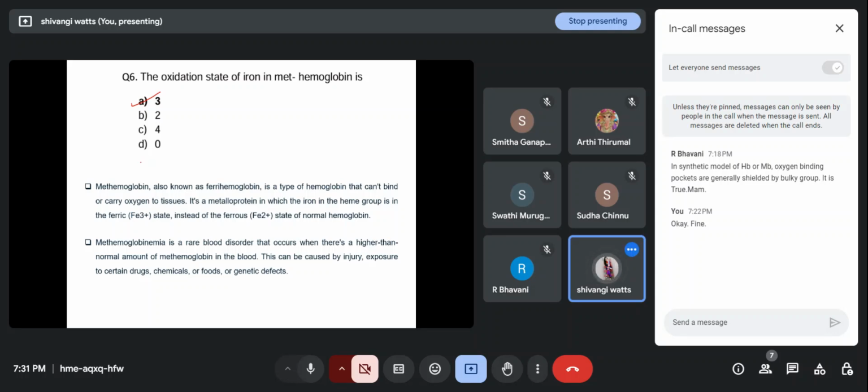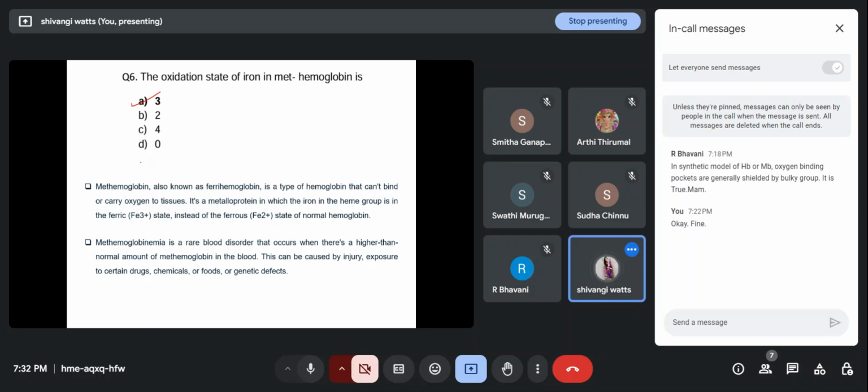It's a metalloprotein in which the iron in the heme group is in the ferric state instead of the ferrous state. Ferrous means plus 2, ferric means plus 3. Also, it is a disorder that occurs when there is a higher than normal amount of methemoglobin in the blood. This can be caused by injury, exposure to drugs, chemicals or foods, or it can be a genetic defect.